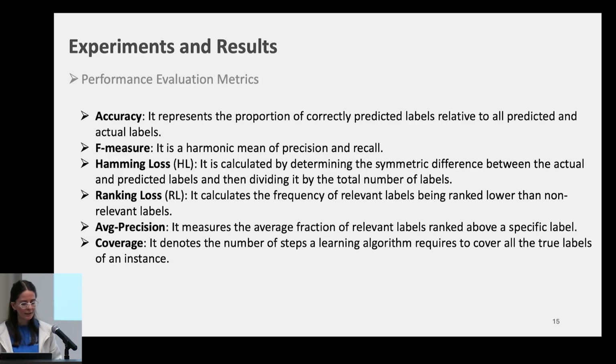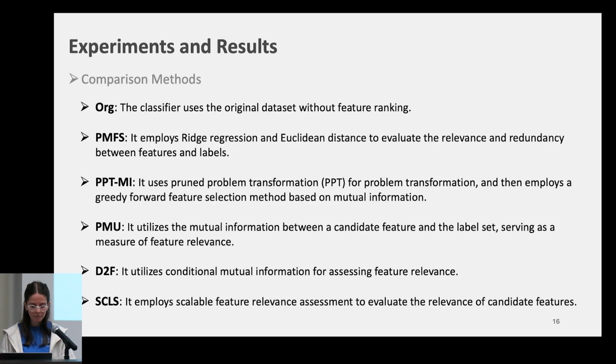So for evaluating the performance of the method, we consider 6 evaluation metrics: accuracy, F measure, Hamming loss, ranking loss, average precision, and coverage, which are very popular in multi-label data classification. For accuracy, F measure, and average precision, if the number is greater, then it's better. For Hamming loss, ranking loss, and coverage, if the number is lower, then it's better.